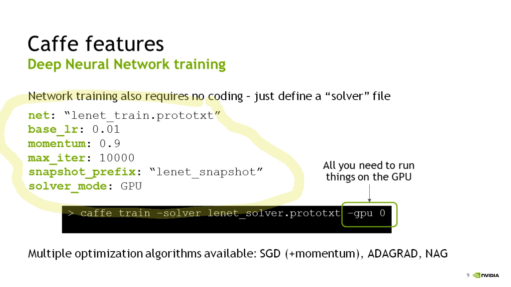Within this solver file, you can also choose from multiple optimization training algorithms. We've talked a little bit so far in this course about stochastic gradient descent, and we mentioned here momentum, which is a popular extension to improve performance of stochastic gradient descent, but there are also other more advanced training algorithms such as ADAGRAD and Nesterov accelerated gradients, which can just be called in the same way from the command line in Caffe. So once you start your network training, what do you see?